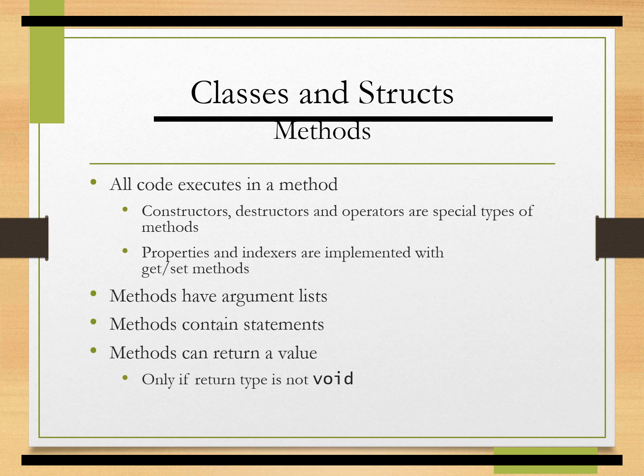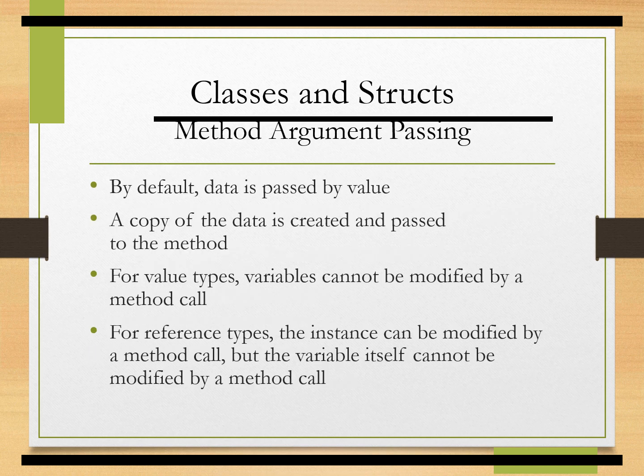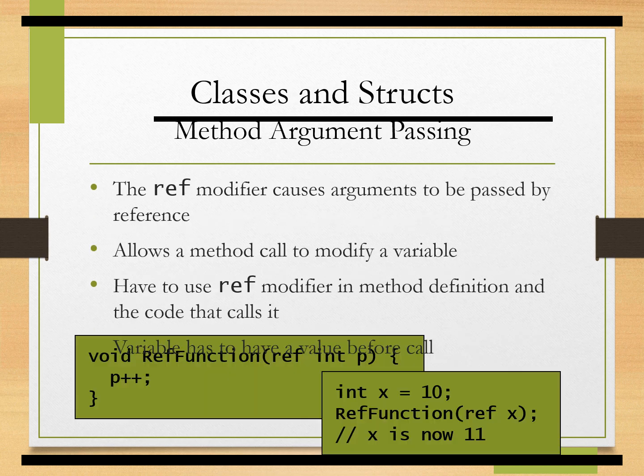A method is a constructor, destructor, operator, or special type of function. Properties have getter and setter methods. Methods have an argument list. A method contains statements. A method can return a value only if the return type is not void. For method argument passing, by default data is passed by value. A copy of the data is created and passed to the method. If a reference type is passed, it can be modified by the method call, yet the variable itself cannot be modified by a method call.